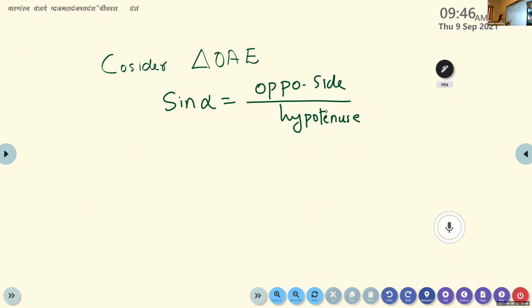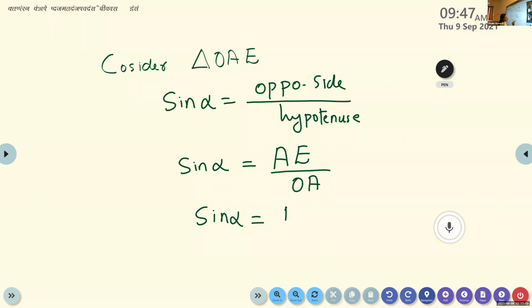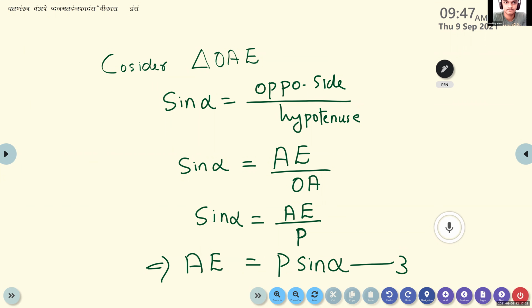We already found an expression for sine alpha. What is the opposite side here? AE. And the hypotenuse? OA. What is its value? P. So AE divided by OA, that is, sine alpha is equal to AE divided by P, which implies AE is equal to, bringing P to the LHS, P sine alpha. This is our equation number 3.